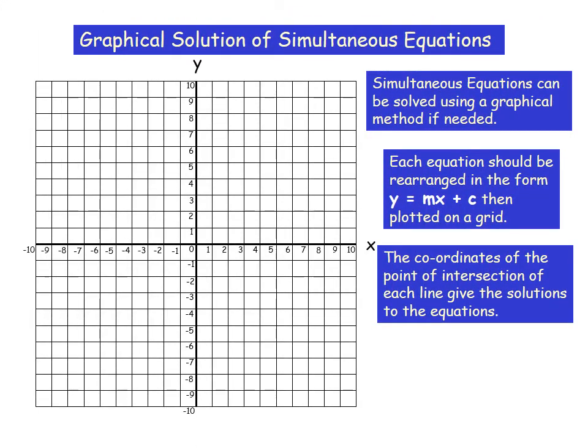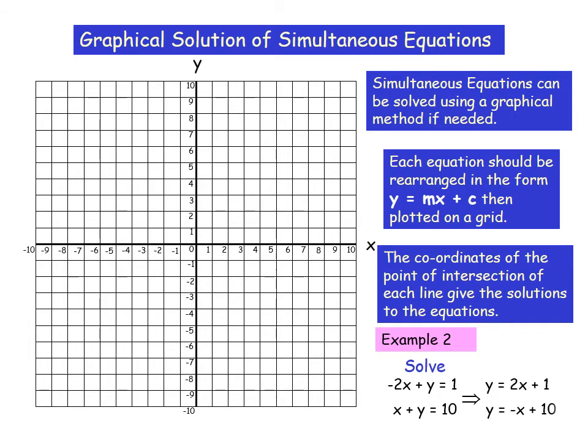So another example. The example here is negative 2x plus y is equal to 1. We are going to take negative 2x to the other side. What do we do here? If it is negative, it will become positive on the other side. So if we move it, it will be y is equal to 2x plus 1. What about for our y in the second equation? We subtract x on both sides. So we will have y is equal to 10 minus x, which you write as negative x plus 10.